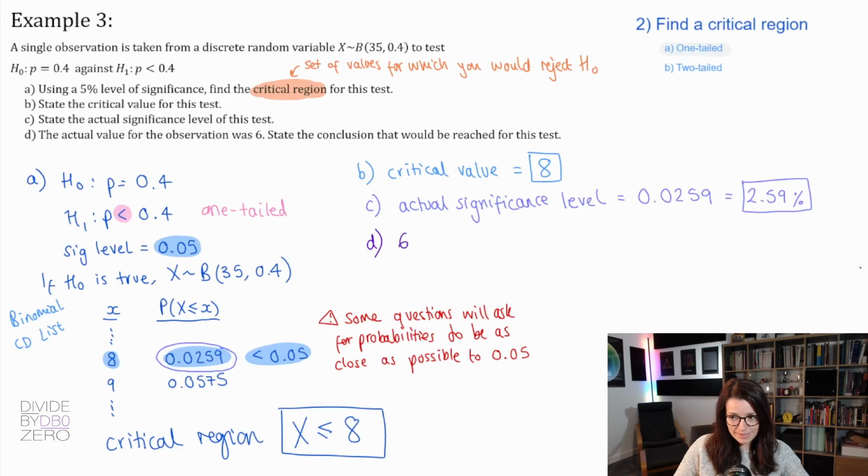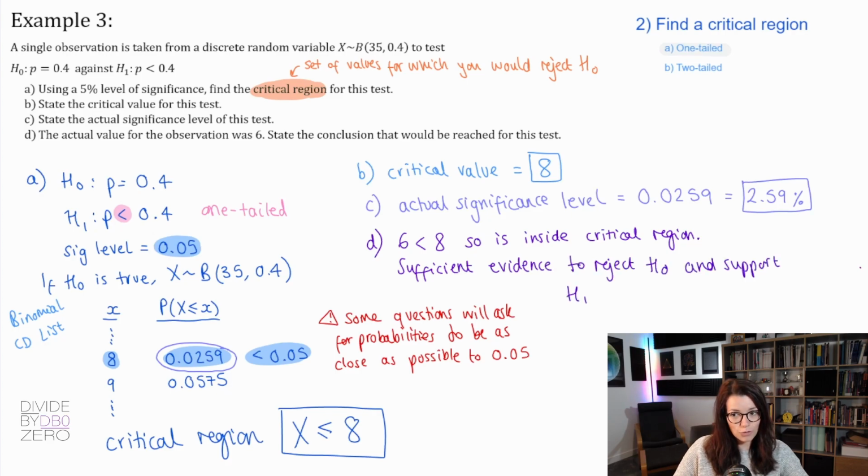Now, because 6 is less than 8, that means it's inside the critical region. That means we have sufficient evidence to reject H0 in this case and support H1 that P is in fact less than 0.4. If the value of the observation was outside the critical region, then we wouldn't have sufficient evidence to reject the null hypothesis.